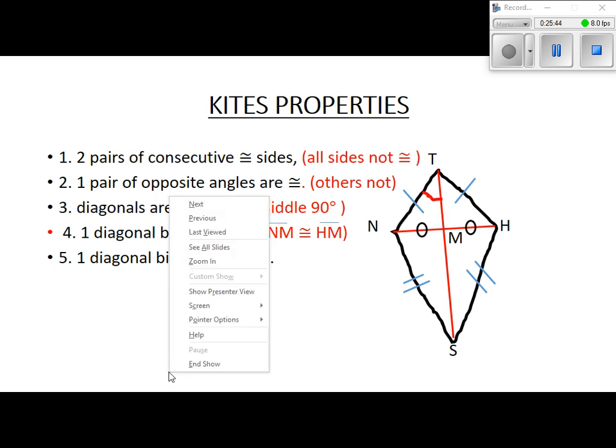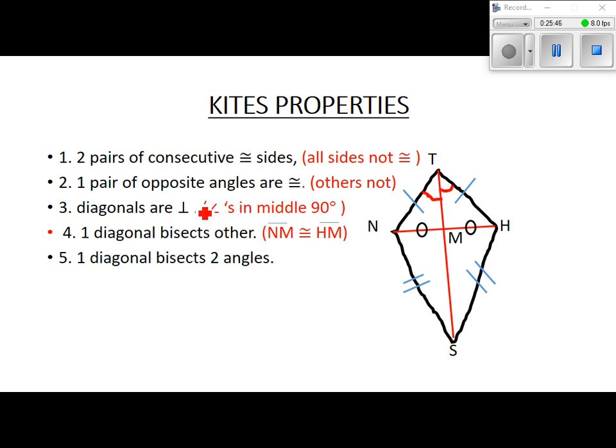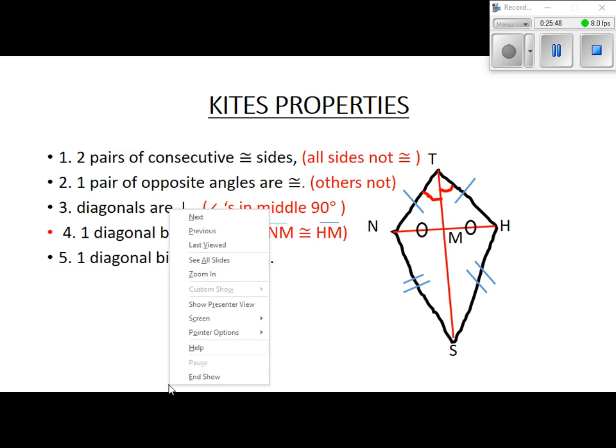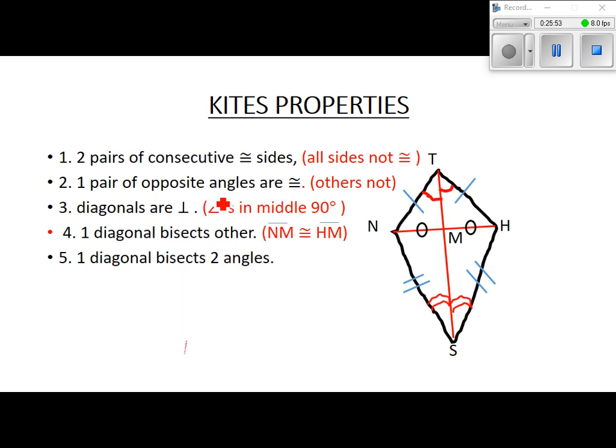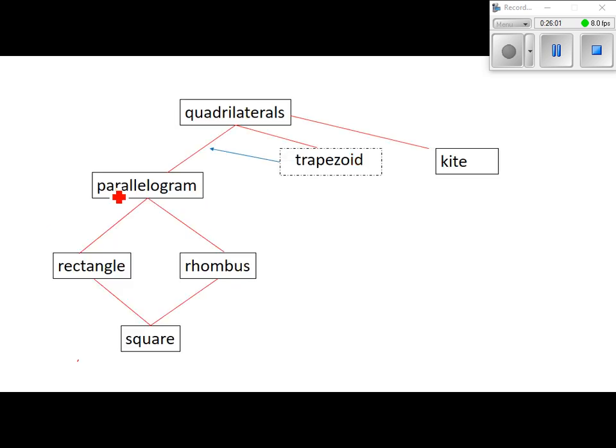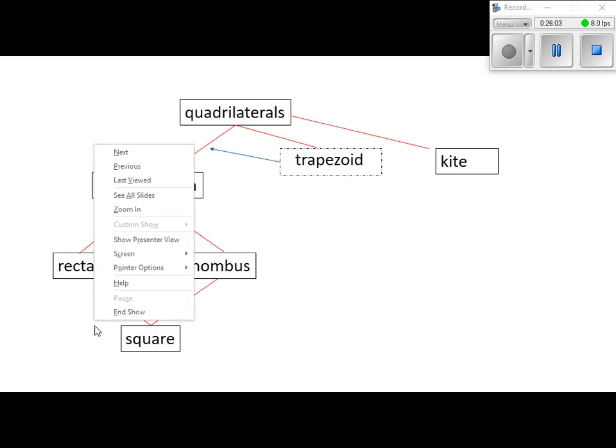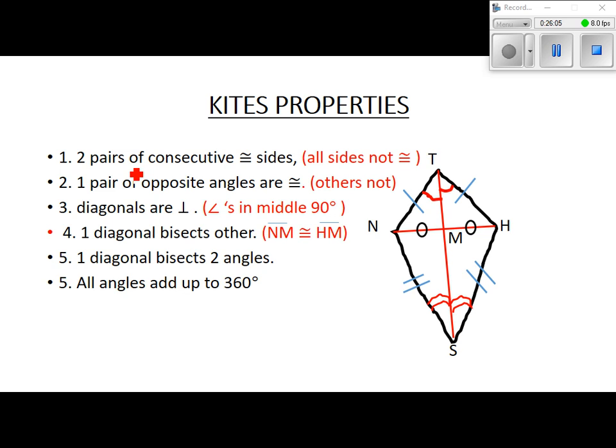So the up and down diagonal here bisects that angle, so those two angles are congruent, and those two angles are congruent. These are all properties of a kite. Oops, let's go back. And again, it's a quadrilateral, so just like all the other quadrilaterals, all the angles have to add up to 360 degrees.